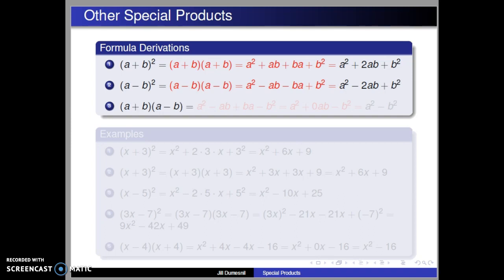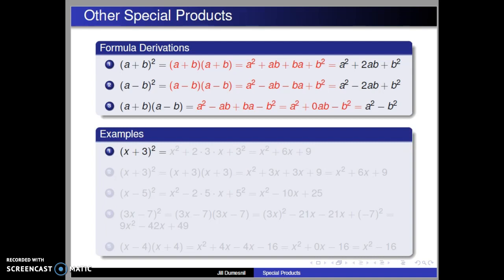Also, a plus b times a minus b can be multiplied out. We have an a squared. The outer product is minus ab, while the inner product is plus ba, and the last is minus b squared. Adding ab and minus ab gives us 0ab, and typically we don't write down terms with zero coefficients, so we have a squared minus b squared.